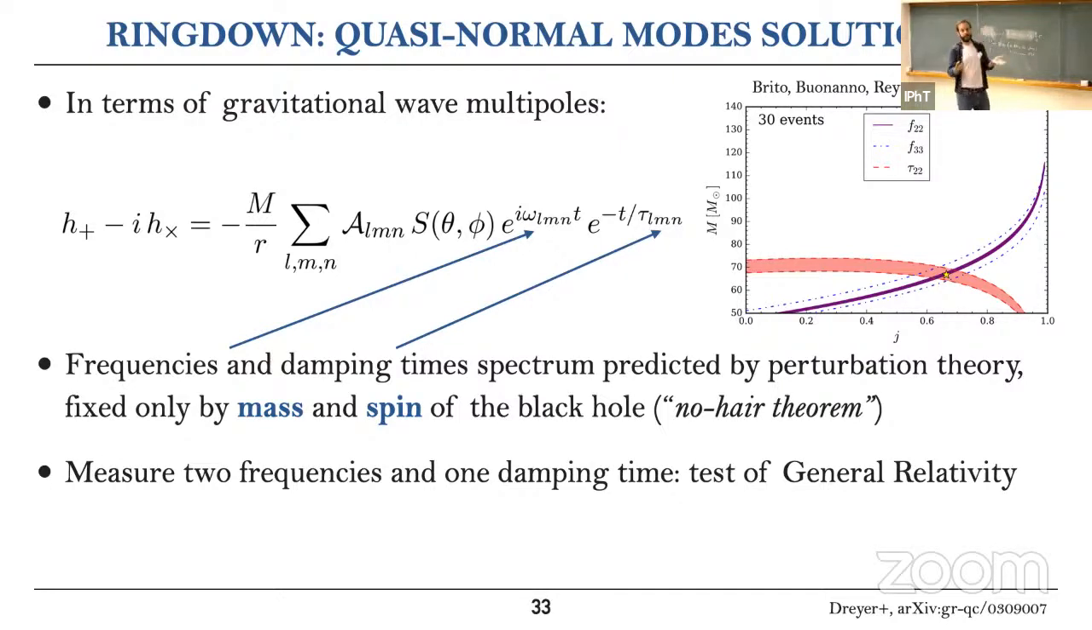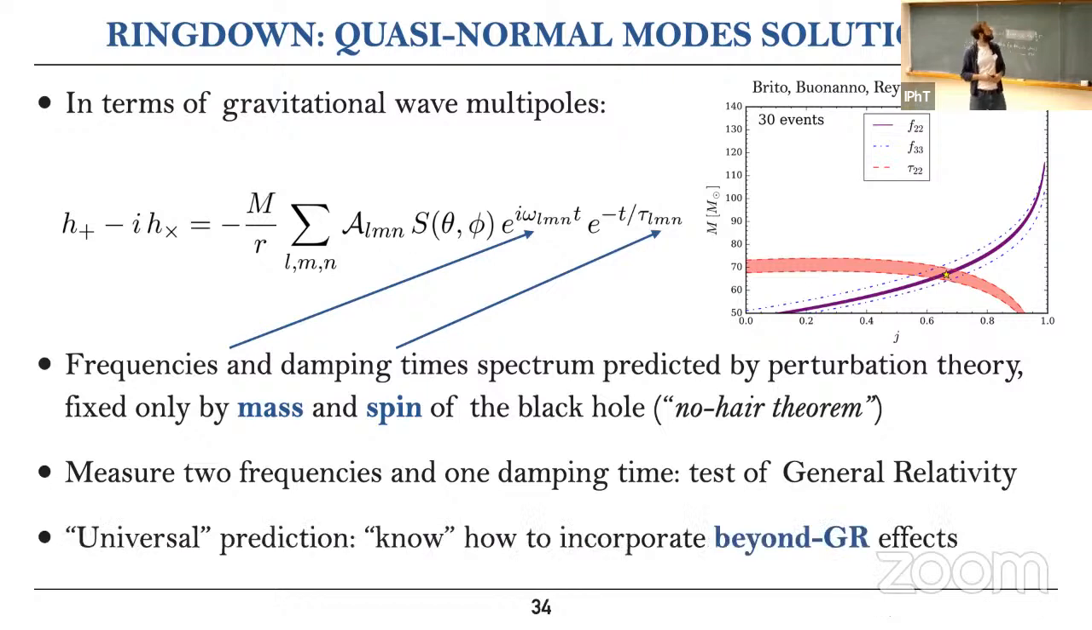If they don't, then there's something wrong with the no-hair theorem, or this is not a Kerr black hole, and there are many possibilities here. This is what's called black hole spectroscopy and testing the no-hair theorem. There is a question there.